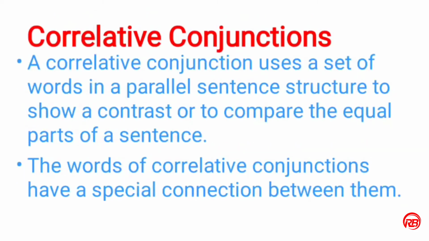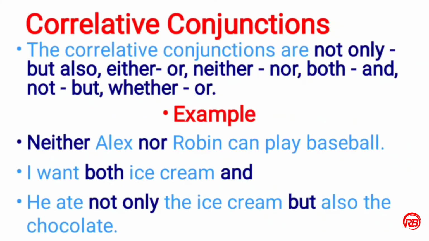The second one, correlative conjunctions. A correlative conjunction uses a set of words in a parallel sentence structure to show a contrast or to compare the equal parts of a sentence. The words of correlative conjunctions have a special connection between them. The correlative conjunctions are: not only but also, either or, neither nor, both and, not but, whether or.